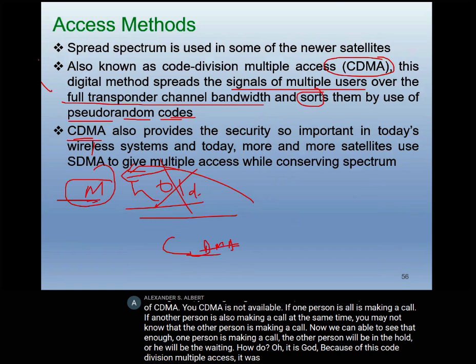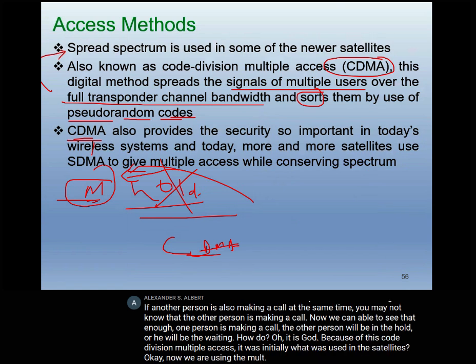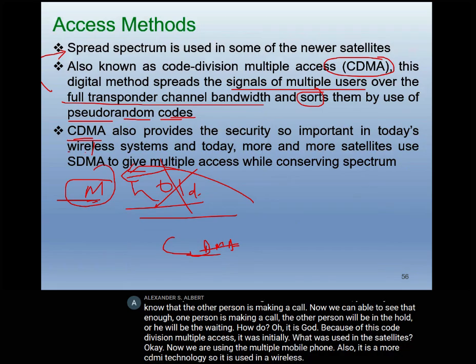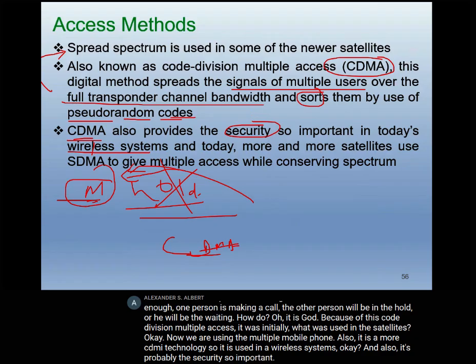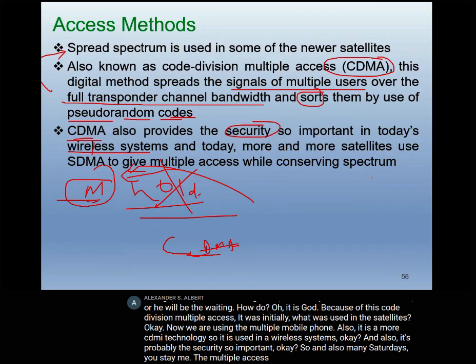It was initially used in satellites, and now we are using it in mobile phones too. It is CDMA technology, used in wireless systems, and it also provides security, which is so important. Many satellites also use SDMA to give multiple access.